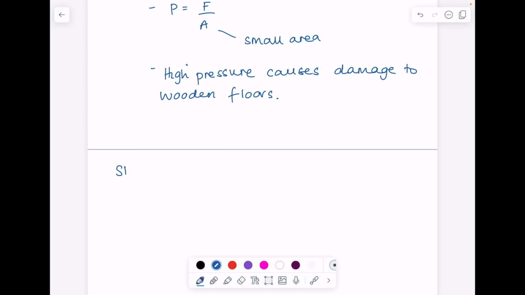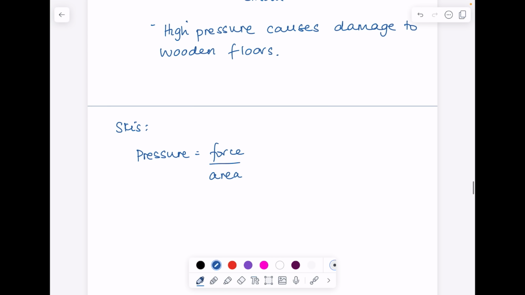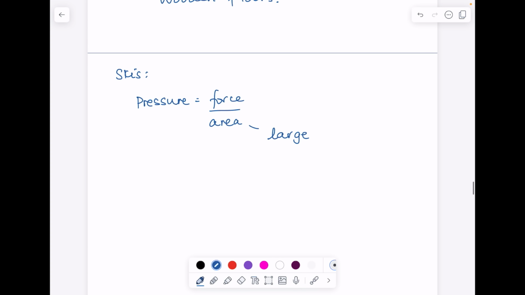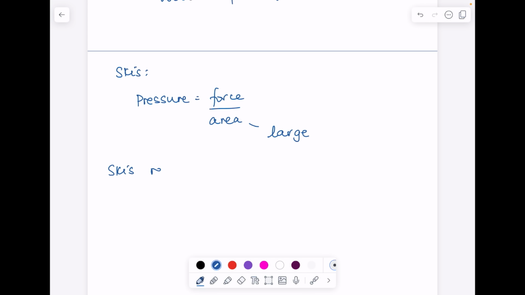If you think about skis, you've got a very different scenario here. So again, you've got the person's weight bearing down, but the ski creates a very large area. So if you are dividing a particular weight or force by a very large area, clearly you've got a number being divided by a very large number, so that's actually going to reduce the pressure. Skis reduce pressure, meaning you don't sink into the snow.